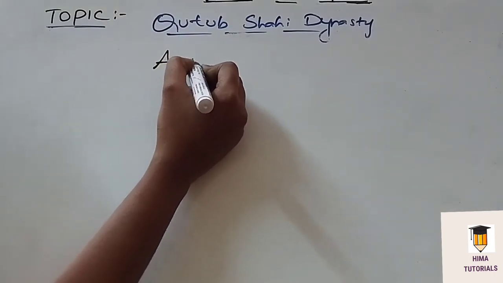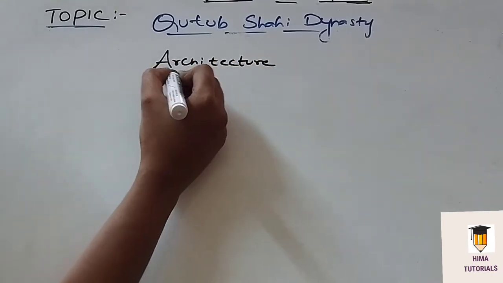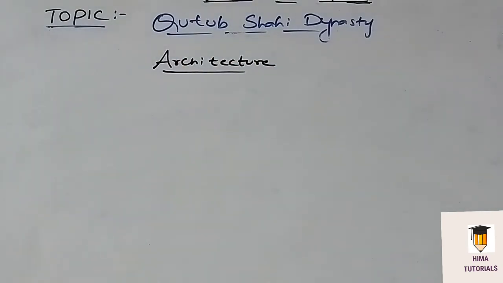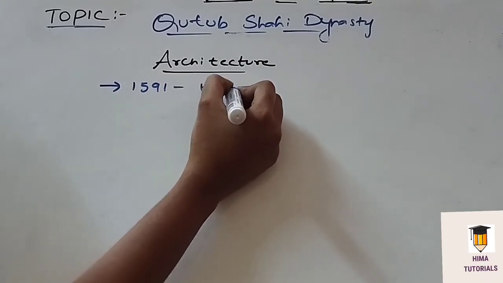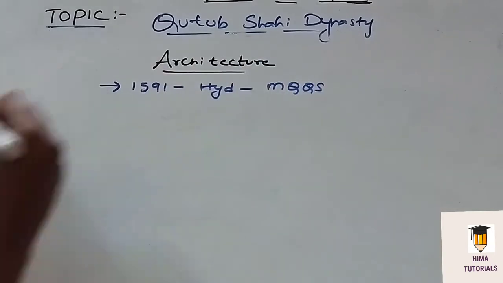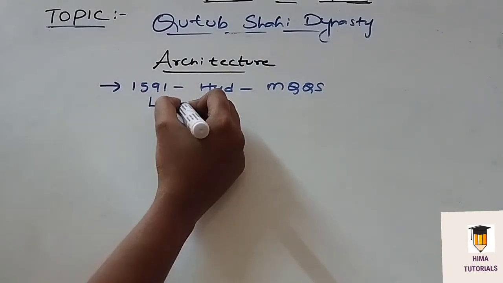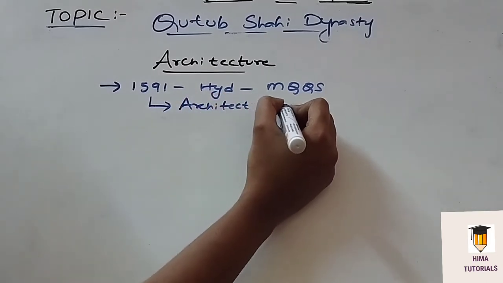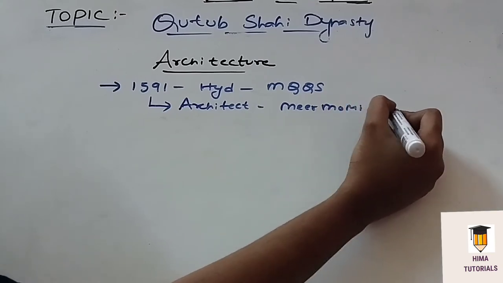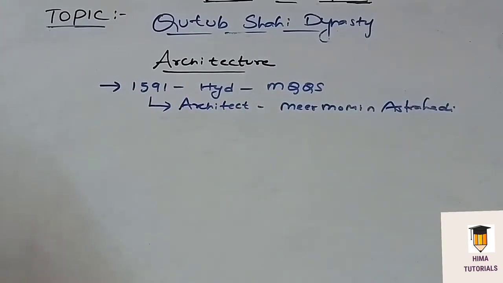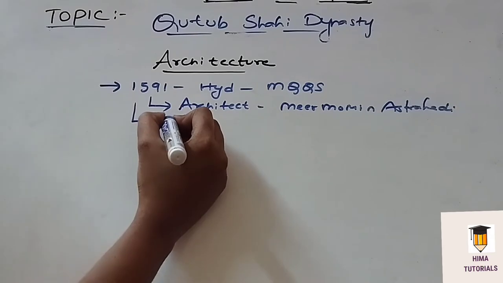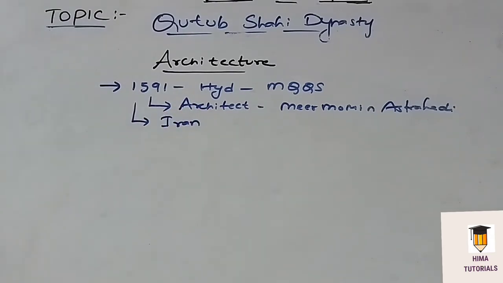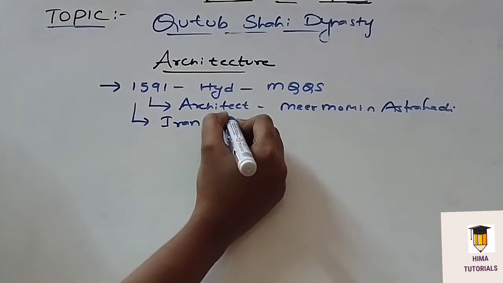Now let's discuss architecture during this Qutubshahi period. In the year 1591, the Hyderabad city was constructed by Muhammad Quli Qutub Shah. The architect of this Hyderabad city was Mir Momin Astrabadi. It was constructed on the basis of a city in Iran, which is Isfahan.